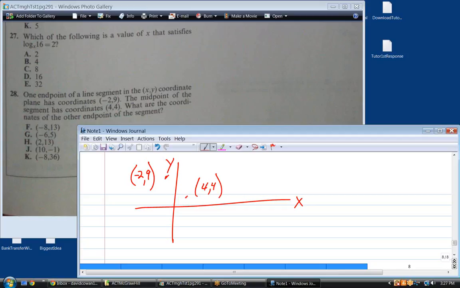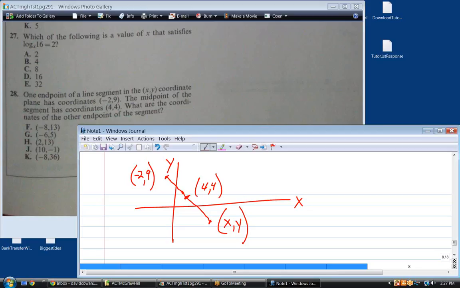What are the coordinates of the other endpoint? We have some other endpoint down there, and we want those coordinates, x comma y, knowing that 4, 4 is the midpoint of that line. So what would be the logical way to figure out what x is? Find the slope? No, that's not a bad idea, but it's the long way. That would actually work. Good idea.